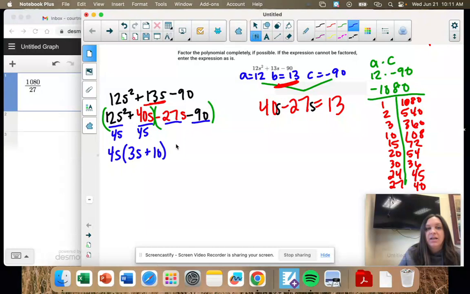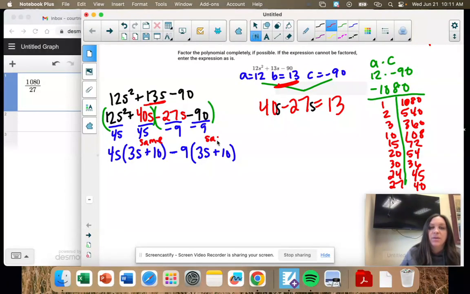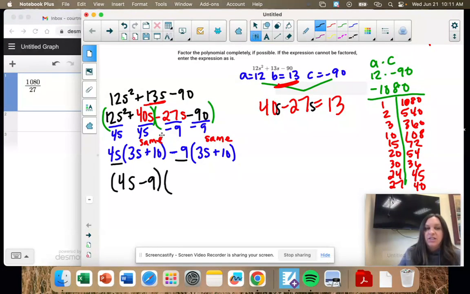Okay, these are both negative, so I'm going to take out the negative. And then 27 and 90 both divide by 9. Again, it goes faster if you know your times tables. So negative 27 divided by negative 9 is positive 3s. Negative 90 divided by negative 9 is positive 10. You could also use the fact that these will end up the same to help you find that negative 9 factor. Okay, so we're left with 4s minus 9. That's what we took out. That's our first factor. And then our second factor is this one we wrote twice.